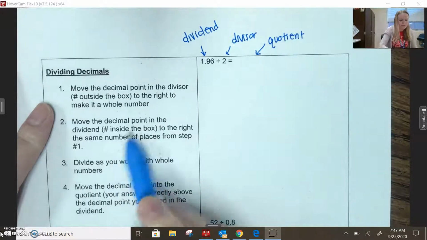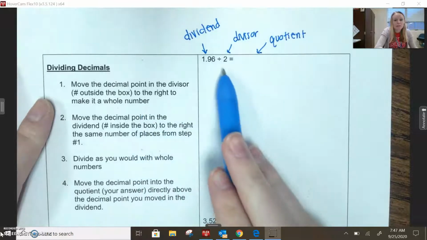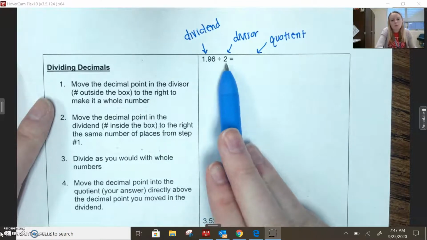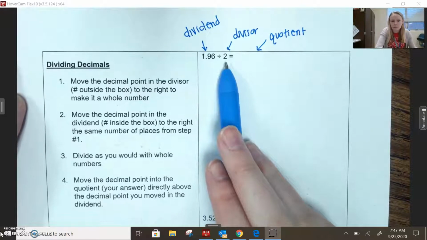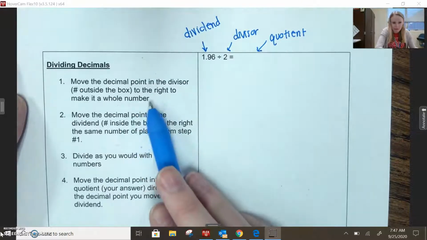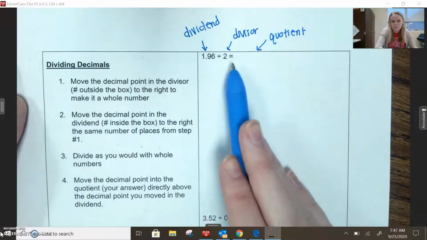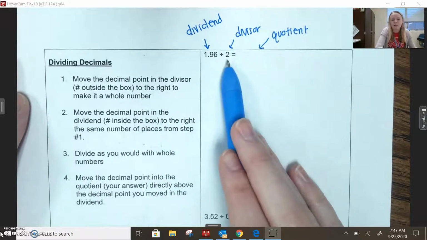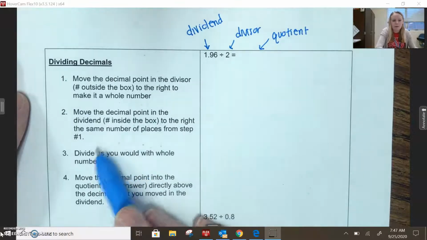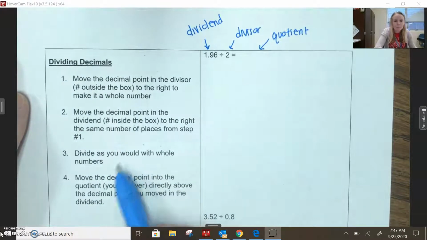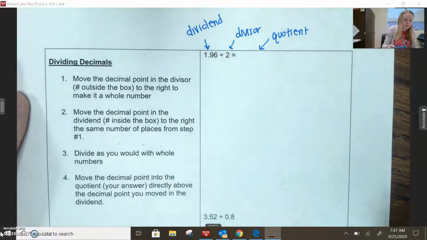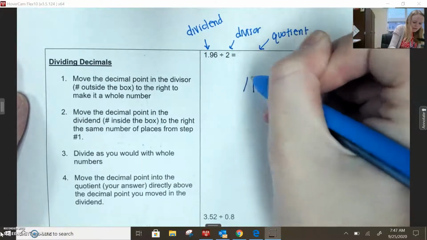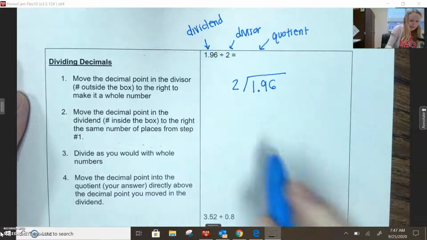So what this first step is really telling us to do is that we need to make this divisor a whole number. Well, for this problem, 2 is already a whole number, so I actually don't have to do anything here. That's actually true with step 2 as well, so I can just skip steps 1 and 2 because my divisor is already a whole number. So I'm just going to divide like I would with whole numbers. The first number is always the one that goes on the inside, and the second number is the one that goes on the outside.